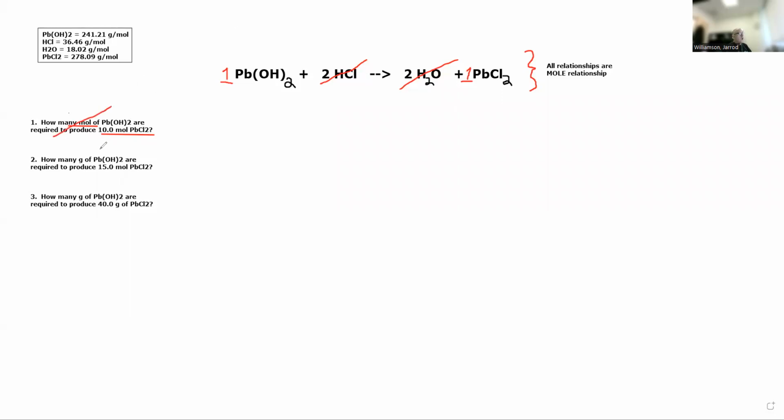How many grams to produce 15 moles? So it's still between this guy and this guy. So here we're going to write X grams of lead hydroxide. And we want to produce this time 15 moles of lead chloride.